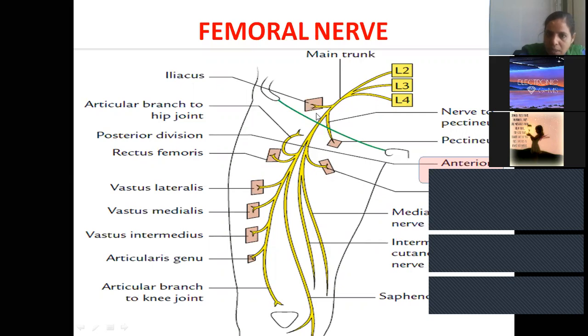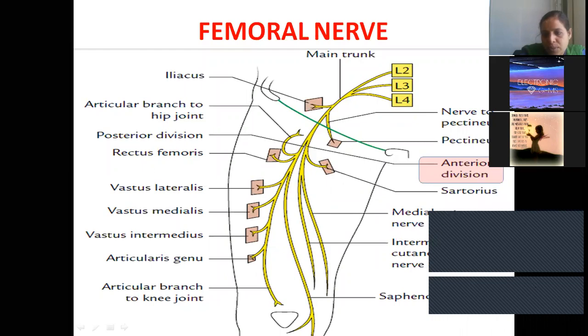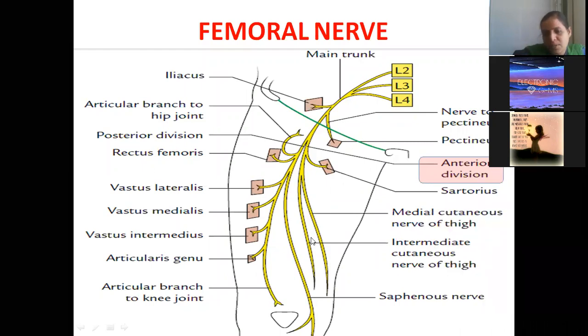From this trunk, after going behind the inguinal ligament, it is dividing into two divisions. So, what are those two divisions? Anterior division and posterior division. In the anterior division, we have only cutaneous branches, except one muscular. One muscle is being supplied from the anterior division, that is sartorius. What are the cutaneous branches from the anterior division? Medial cutaneous nerve of thigh. Intermediate cutaneous nerve of thigh. That's it. Now coming to the posterior division.